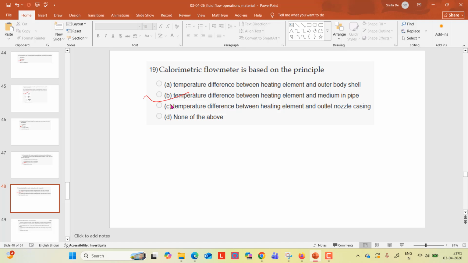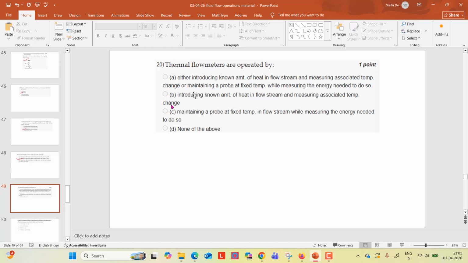Option B. Thermal flow meters are operated by either introducing a known amount of heat into the flow stream and measuring the associated temperature change, or maintaining a probe at a fixed temperature while measuring the energy needed to do so. So it is either introducing a known amount of heat or maintaining a probe fixed. It is option A.